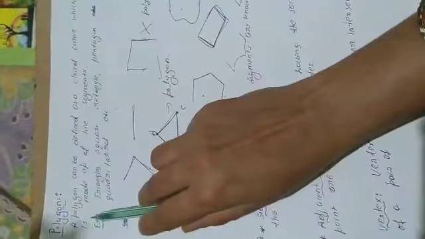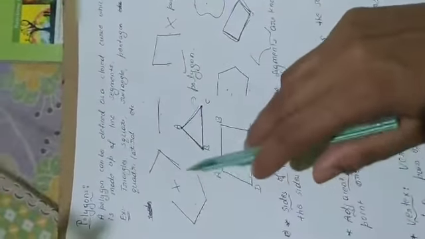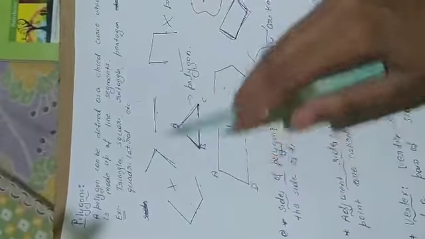Good morning, students. In today's class we will discuss polygons. A polygon can be defined as a closed curve which is made up of line segments. In the previous class we had discussed closed curves and open curves, isn't it? This is a closed curve and this is an open curve.